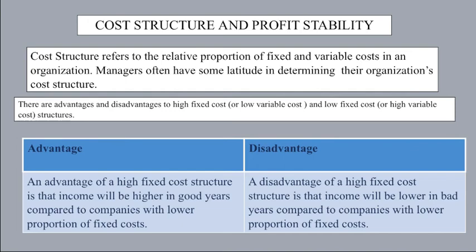Generally, companies with a high fixed cost structure will show higher net income in good years than companies with lower fixed cost structures. Companies with low fixed cost structures enjoy greater stability in income across good and bad years.